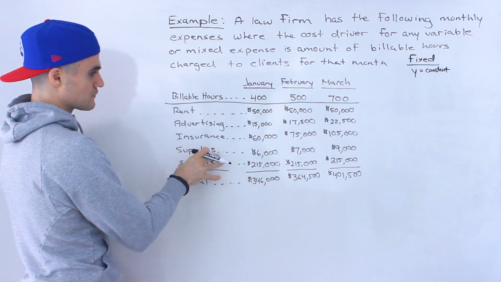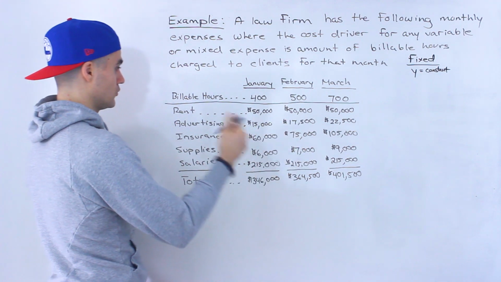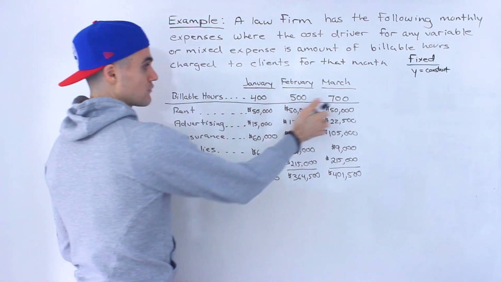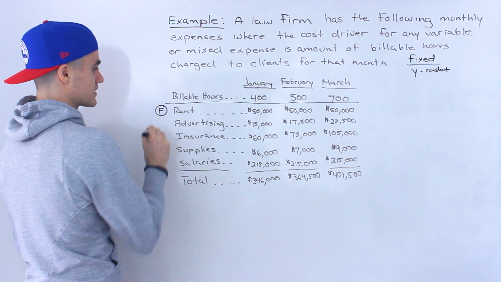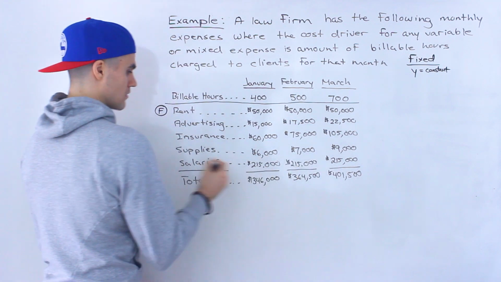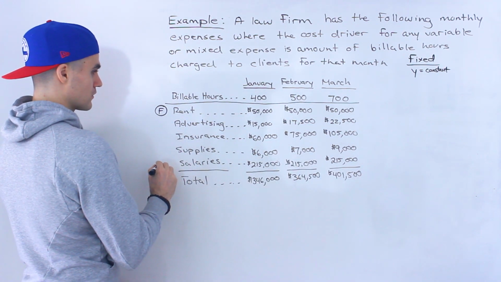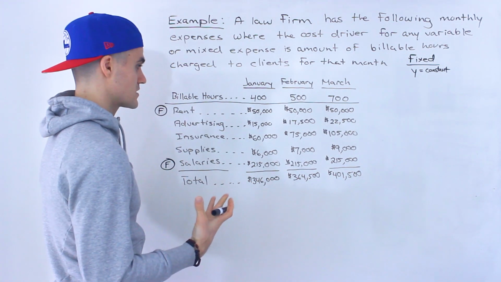Out of these 5 expenses, which one is staying constant every month? Well, notice the rent is staying constant every month, $50,000. So we know the rent is a fixed cost. What else is staying constant? The salaries are $215,000 each month. So we know the salaries are fixed as well.